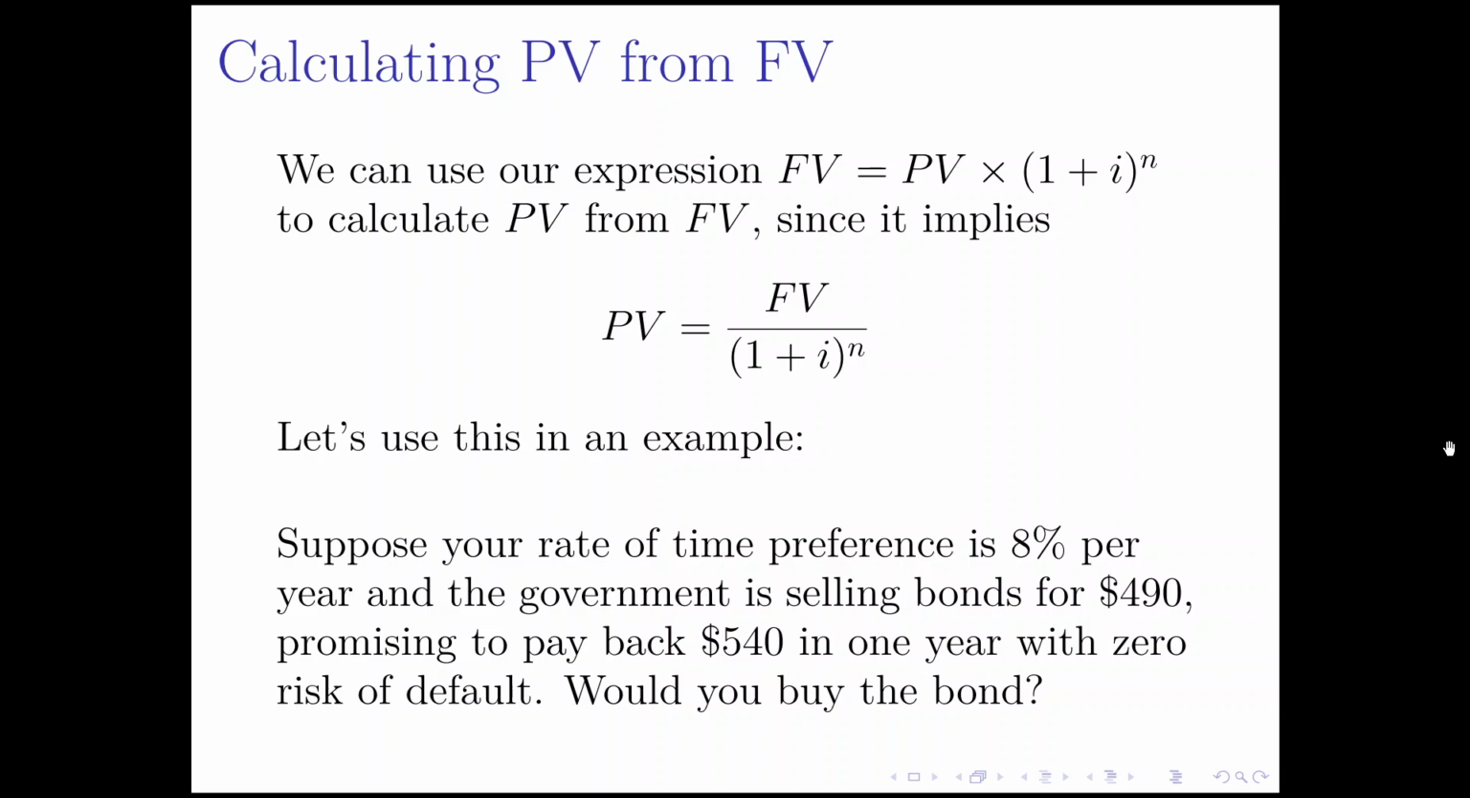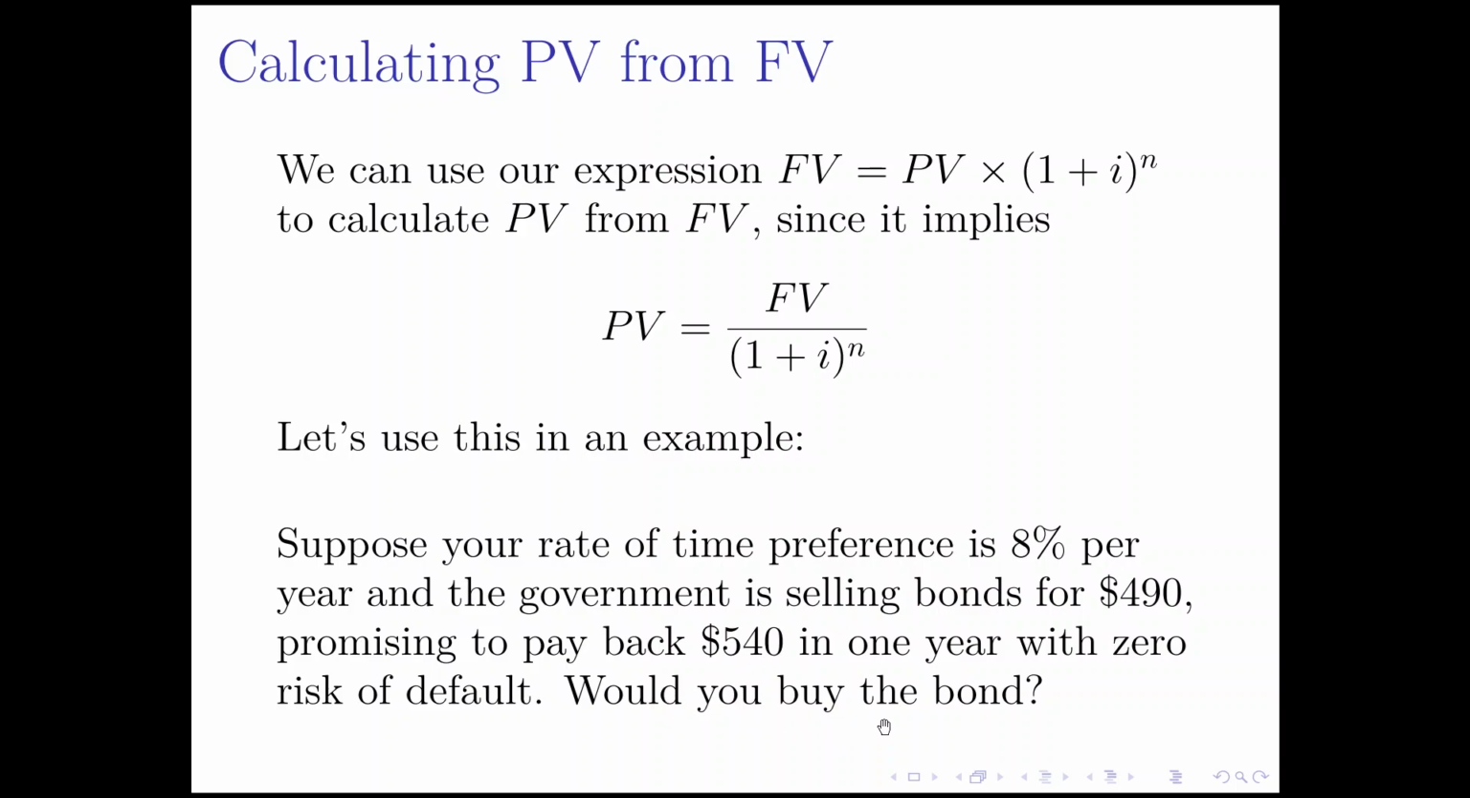So let's use this in a little example to illustrate present value calculation. Suppose your rate of time preference is 8%, so you discount the future at a rate of 8% per year, and the government is selling bonds for $490, and they promise to pay back $540 in 1 year with zero risk of default. So anybody who buys one of those bonds for $490 now will get $540 in the future for sure.